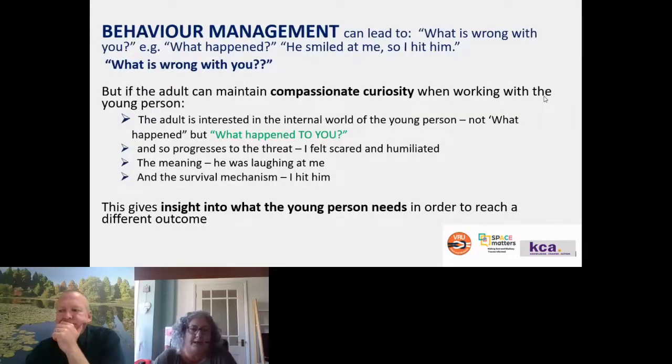Okay, when we're looking at behaviour management, again, around that, "what is wrong with you?" If we can be compassionate, we can have curiosity, we can help the young person by talking through an event or a situation, we can help them to process through it, and perhaps they can define a different outcome for the next time.